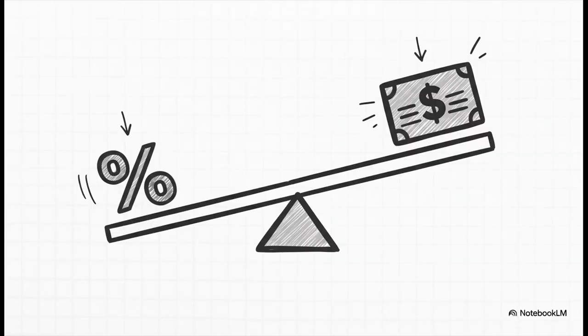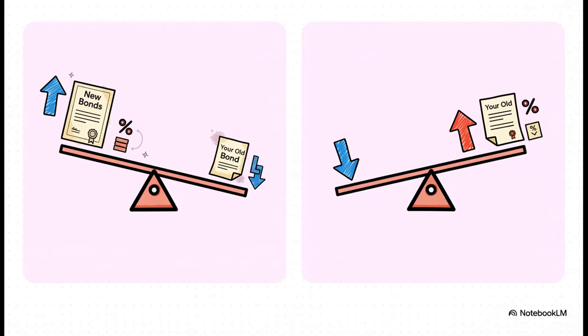Now, this brings us to the single most important rule you need to know about the bond market. It's a little counterintuitive at first, but it's crucial. When interest rates in the market go up, the price of existing bonds goes down. They move in opposite directions.